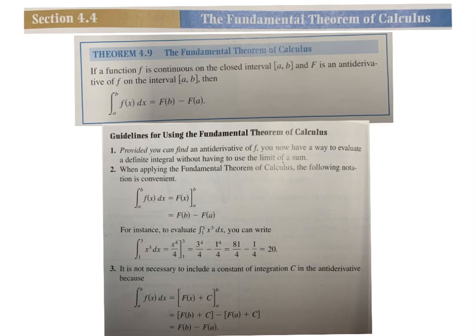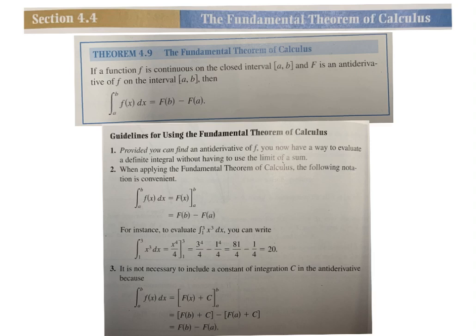At the bottom of page 275, it says the fundamental theorem of calculus. If a function f is continuous on the closed interval [a, b], and F is the antiderivative of f on the interval [a, b], then you can take the integral and just say F of b minus F of a. What does this mean? This means you can take the antiderivative first, the process that you solved for in the first section, and then you can plug in the b and get that answer, and plug in the a and get that answer, and subtract the two, and you will have your area.